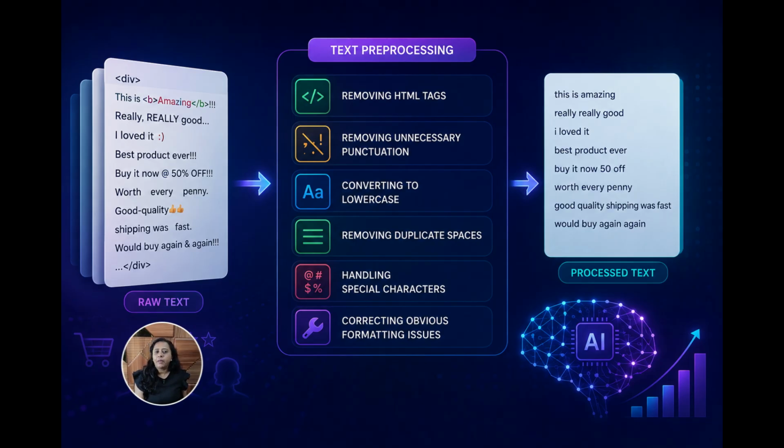Before training AI models, text usually needs pre-processing, like removing HTML tags, removing unnecessary punctuation, converting text into lower case whenever it is required, removing duplicate spaces, handling special characters, correcting formatting issues. In a real-world system, imagine an e-commerce company having millions of customer reviews, and without pre-processing, the same word may appear in many inconsistent forms, making training less effective.